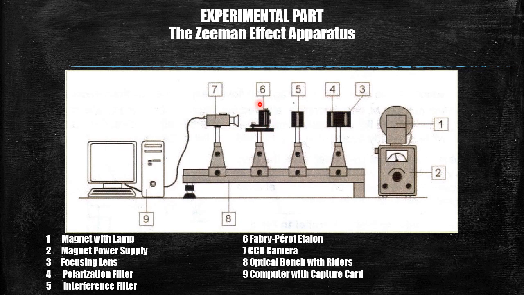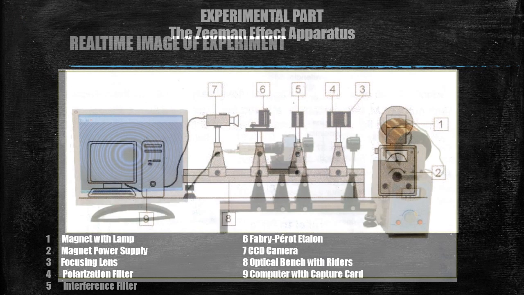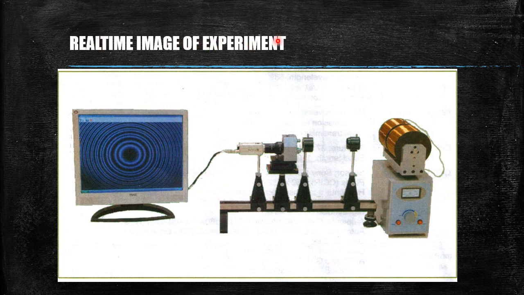We already studied this in optics in our second year. The seventh one is a camera, or we can use a microscope to see with the naked eye, but nowadays we use a camera to capture the image. It is a bench for the whole setup, and the ninth is the computer, which we know well. I also added a real-time image of the experiment I used to understand and explain the apparatus of the Zeeman effect.